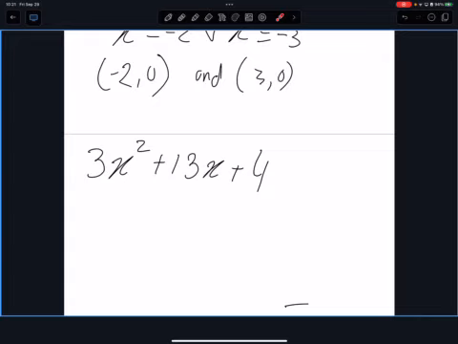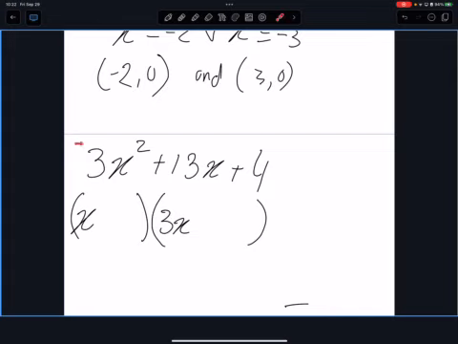How and where do we start? You start with the front. You do not have x squared anymore. You have 3x squared. So you need to look for two numbers, whole numbers, that when you multiply them with each other become 3. So you have 1 and 3, or 3 and 1.